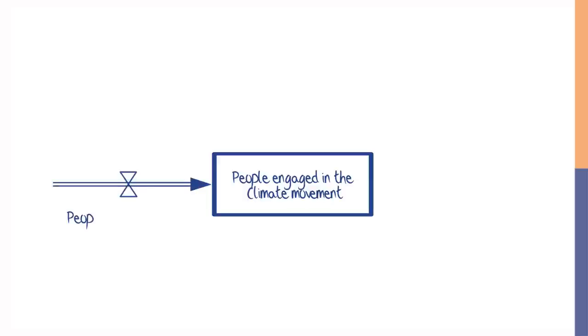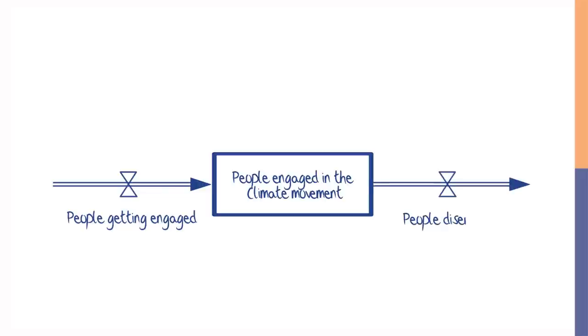There are the basics. Stocks and flows and their icons and the ways that you diagram them and capture them. Now let's look at some examples. Consider this stock, people engaged in the climate movement. This is all of us and lots of other people. Flows, numbers of people getting engaged every month or disengaging every month. And note, the inflow and outflow would be measured in people per month, and the people engaged is just measured in people.